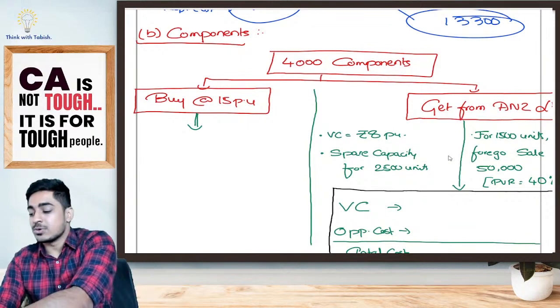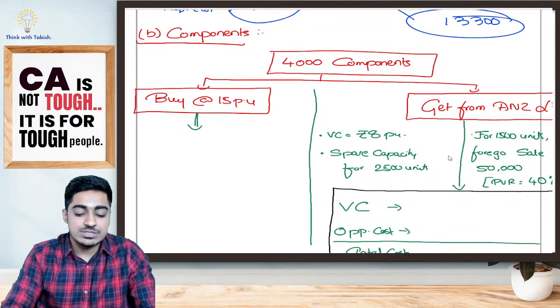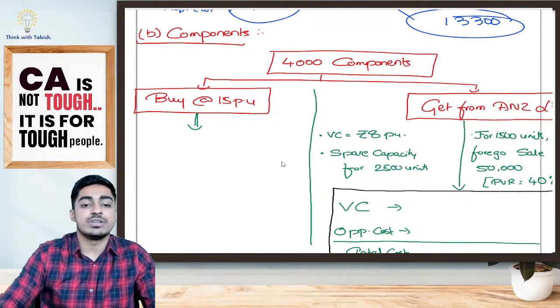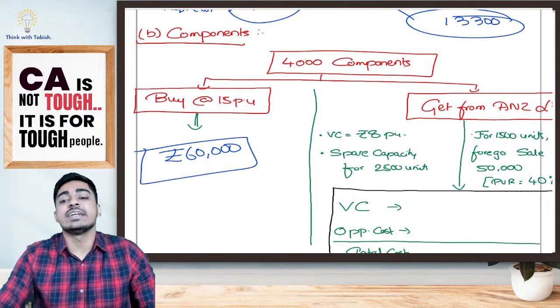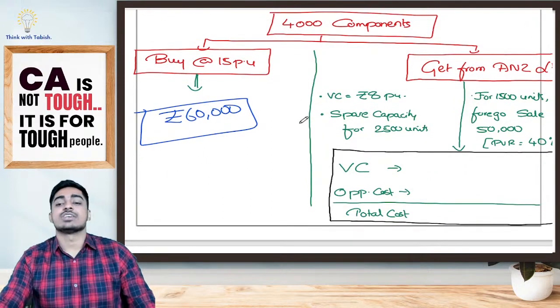If we are buying from outside, per unit 15 we have to pay. So for 4,000 units into 15 per unit, how much we will be paying? 60,000 we pay. Now, if we are getting from ANZ Limited, how much are we telling?